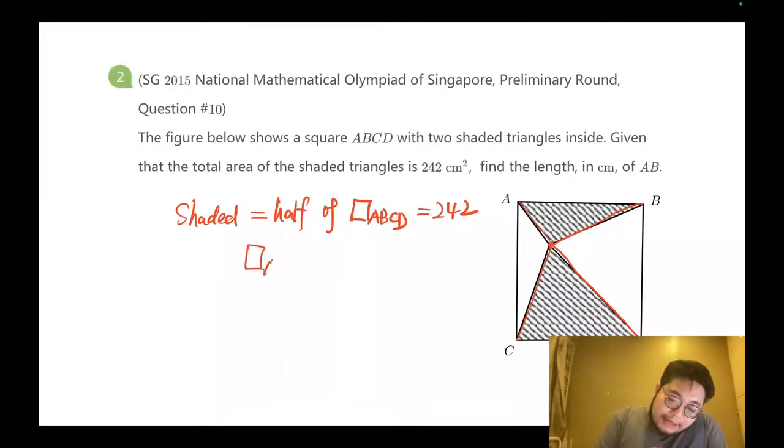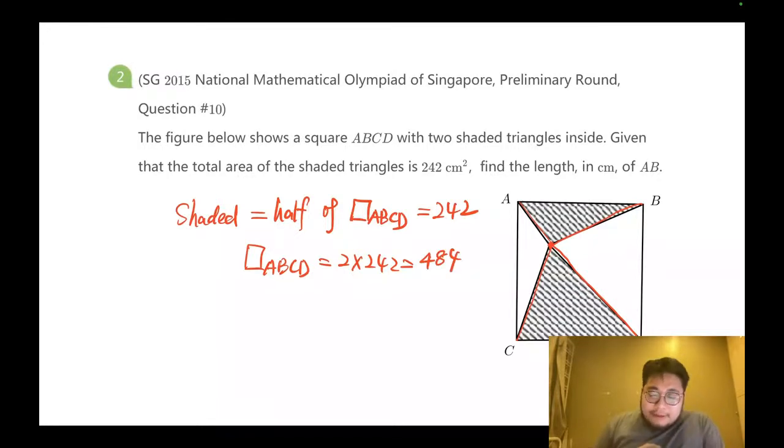Now if I want to find out the length of AB, we need to find out ABCD first. So the square ABCD's area, of course, is 2 times 242, which is 484, right? Now, if I want to find out the length of AB, how can I do that? You can maybe just try the root of 484. You get 44.